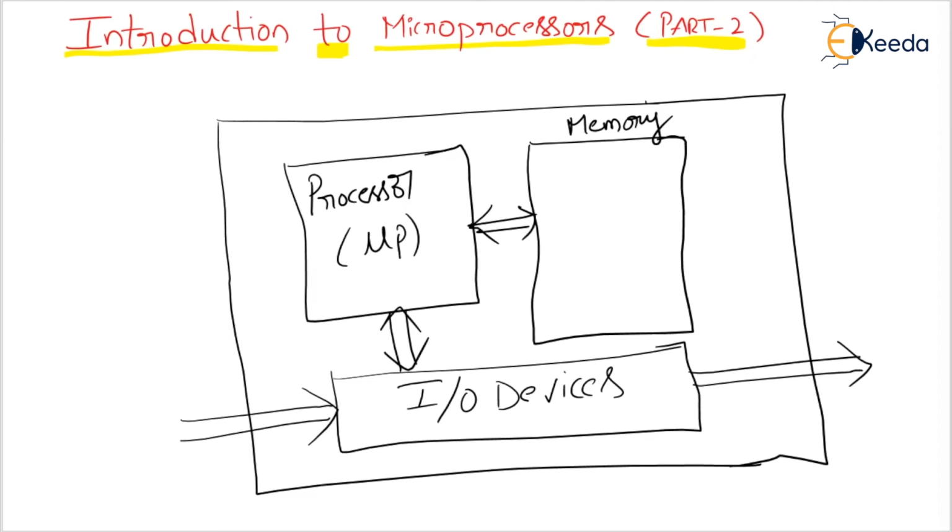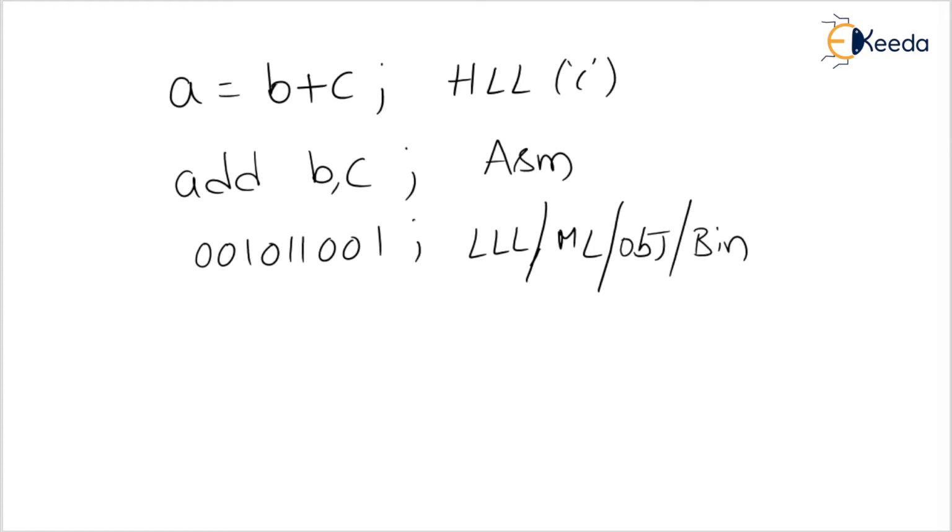So many students will tell that when we are typing, the program will be stored here as add A comma B comma C. No, not like that. Why am I telling this? Please try to understand. What is the use of compiler? What is the use of assembler? And what is the use of decoding?